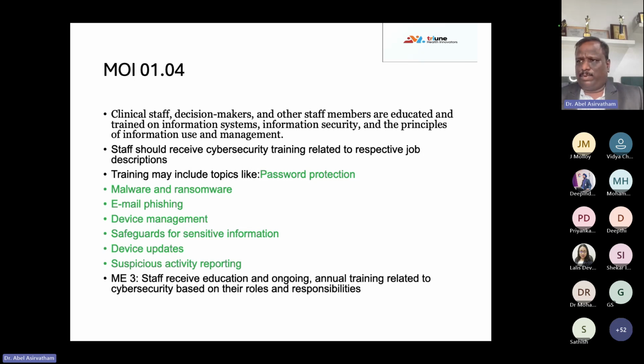Then training may include topics on how to deal with malware and ransomware, email phishing, and device management. For example, how long can you keep a device open? If a screen is open for more than 2 minutes, there should be an auto lock system. Safeguards for sensitive information, device updates, how the updates take place, and suspicious activity reporting. Staff receive ongoing education. The IT team can make a training module for this, and the same can be disseminated. Staff receive ongoing annual training related to cyber security based on their roles and responsibilities.